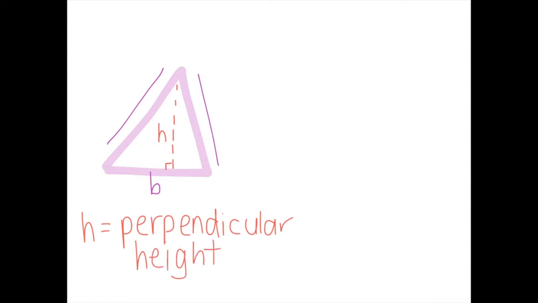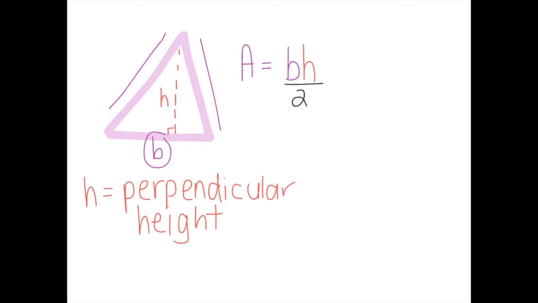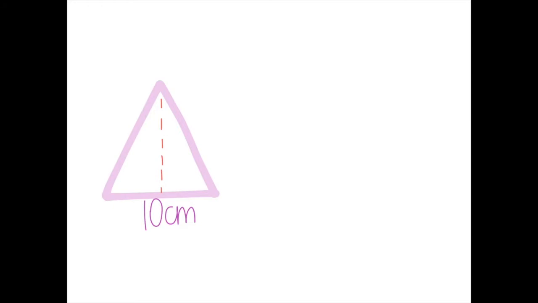So what the formula is actually asking us to do is find area equals the base measurement here times the height, and then divide that by 2. So in the event of a triangle that has a base of 10 and a perpendicular height of 6 centimeters, we are going to be calculating A equals base times height divided by 2.